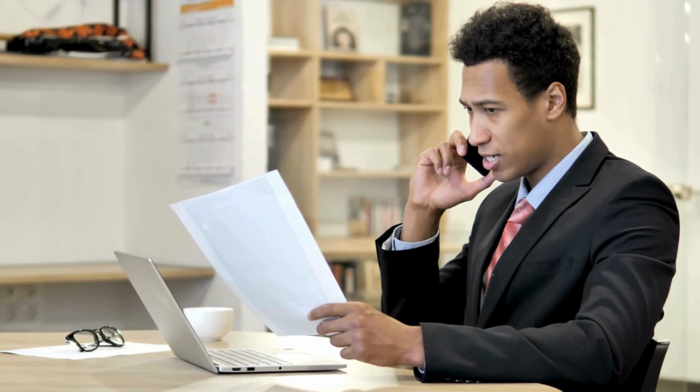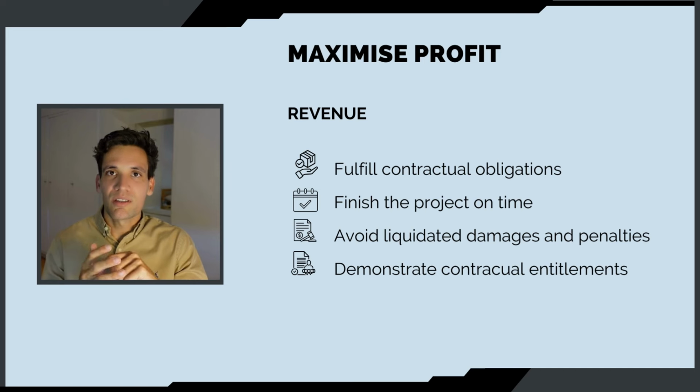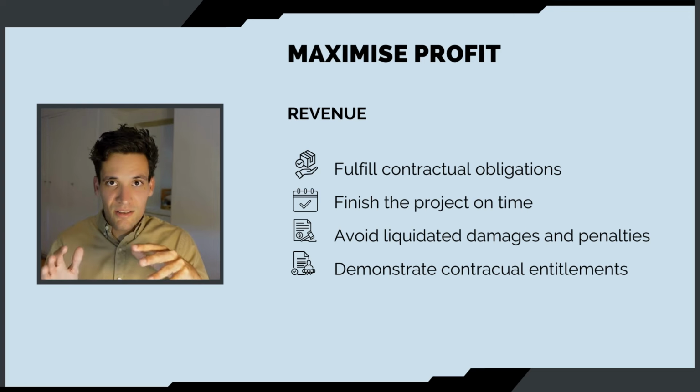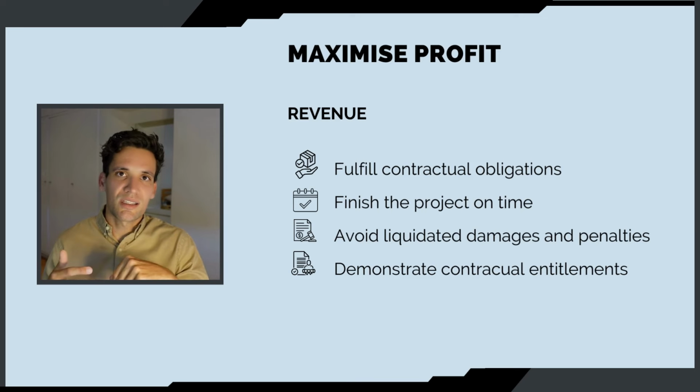On top of this, we also need to manage the contract with the client and ensure we get what we're entitled to. So if we've agreed to build a bridge in 6 months and a client asks us for a whole lot of additional stuff, then we need to claim an extension of time. So managing this contract with the client will be an important part of maximizing your revenue.